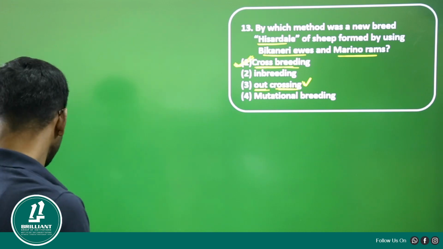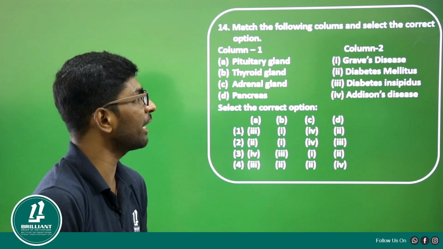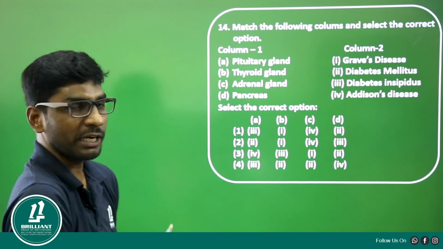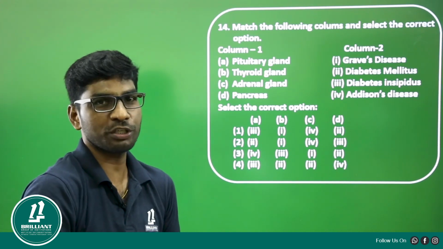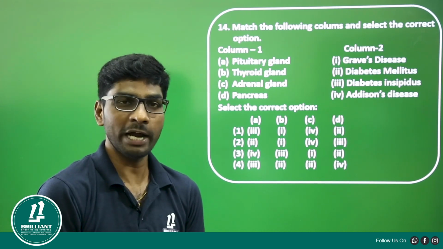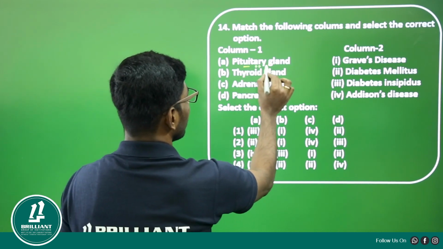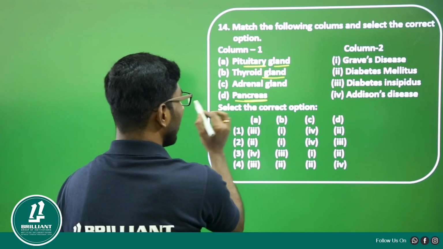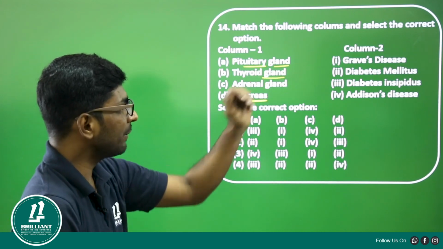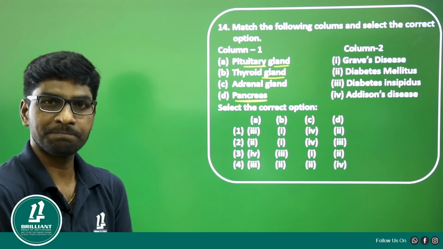Question number 14. Look at the question number 14. Match the following columns 1 and 2 and select the correct one. They are giving the different types of endocrine glands. This question is from the chemical coordination and integration chapter, 11th grade. Look at the first one, what they are asking. Pituitary gland, thyroid gland, adrenal gland, pancreatic gland, right? And in the second column, Graves' disease, diabetes mellitus, diabetes insipidus, Addison disease.